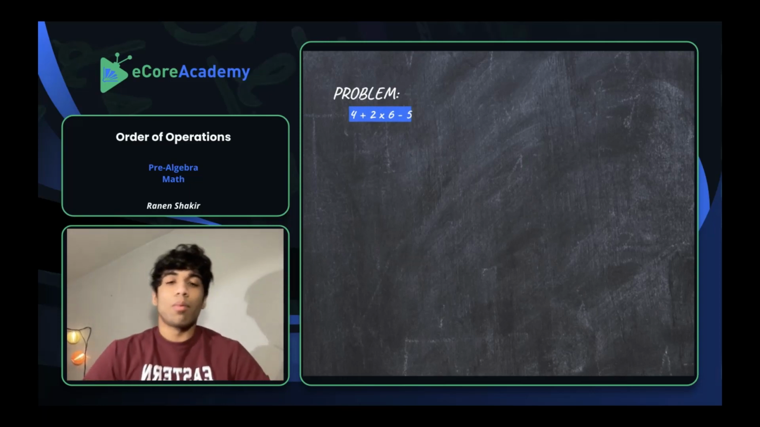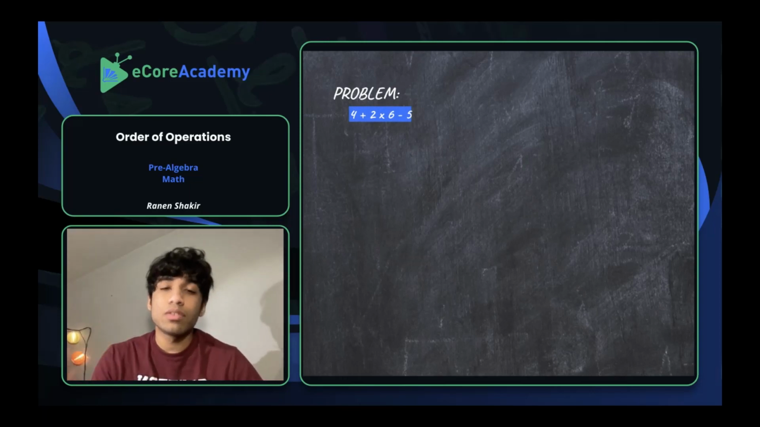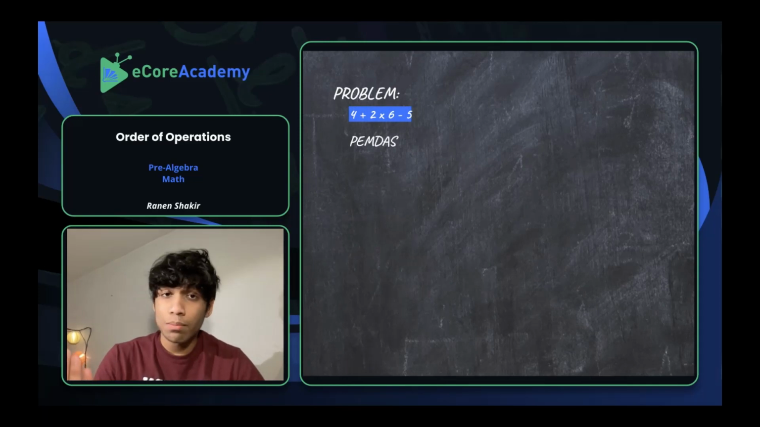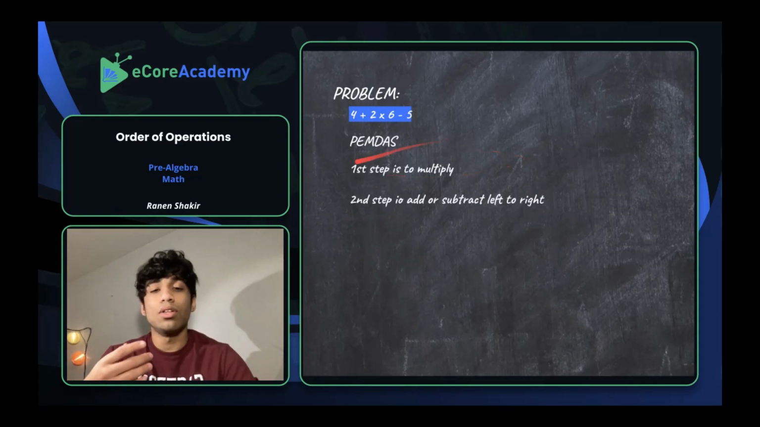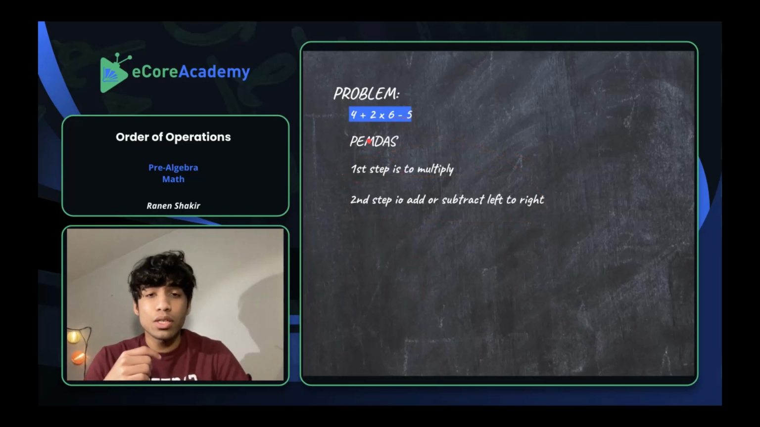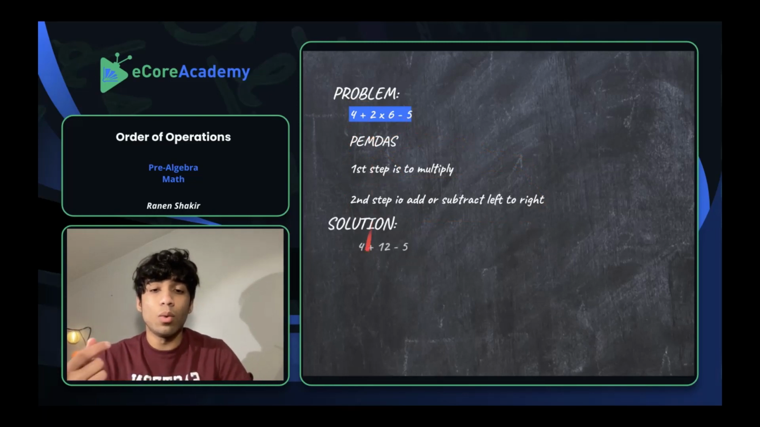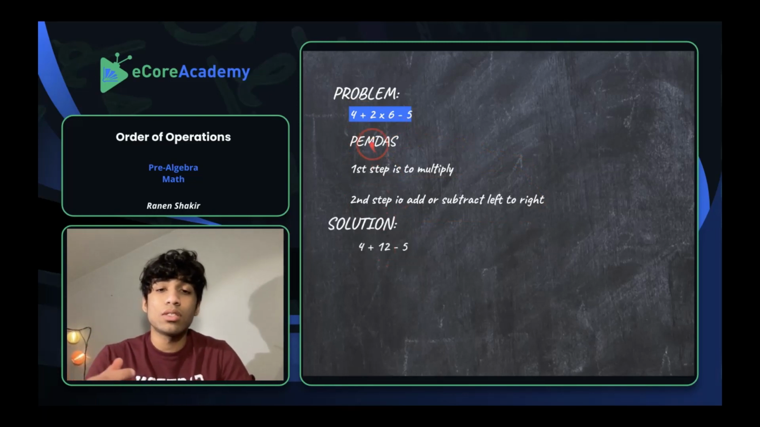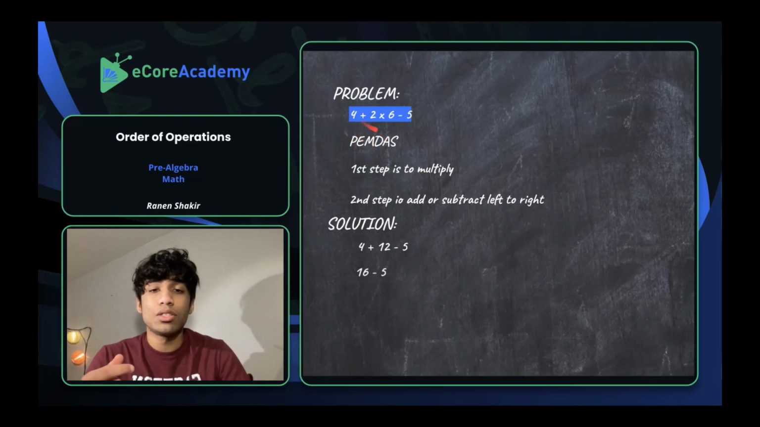So our problem is 4 plus 2 times 6 minus 5. We have to keep in mind PEMDAS, and these are the steps we need to take to solve this problem. The first step is to multiply the 2 and 6. When we multiply the 2 and 6, you get 12, and since we know that multiplication is before addition or subtraction, we have to do multiplication first. So 2 times 6 is 12.